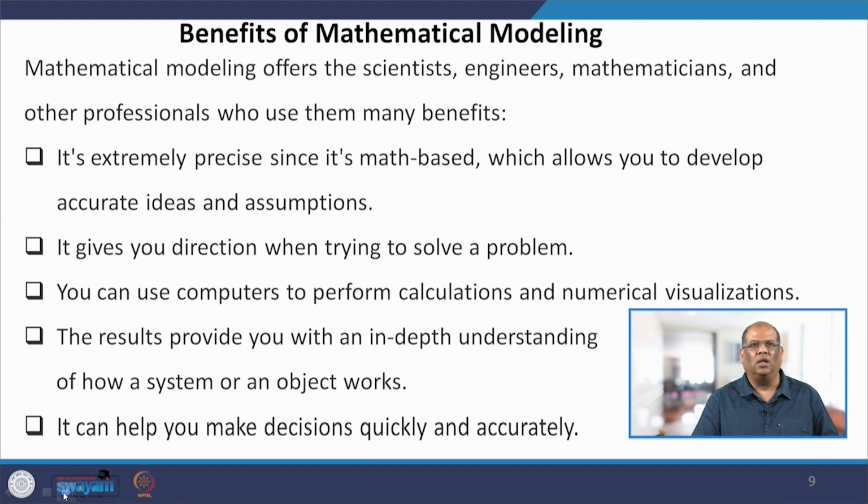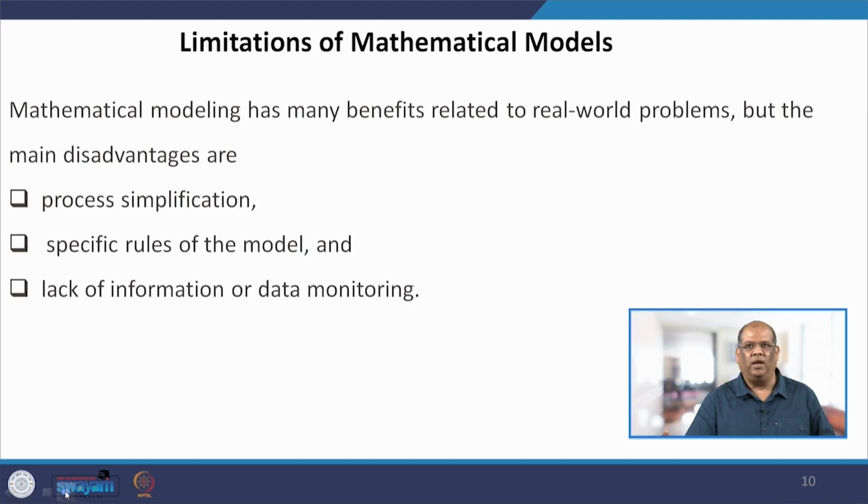So, these are the benefits of this mathematical modeling, but there are obviously some limitations. One of the limitations is you simplify the process while you build your model, and when you simplify the process, there is a possibility that you may ignore or not take an important parameter or important aspect of the mathematical model that you are supposed to. And if you do that, then obviously the result which you will get will not match with your real life scenario. So, that is one of the huge drawbacks of this mathematical model.